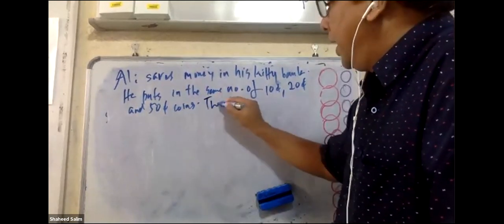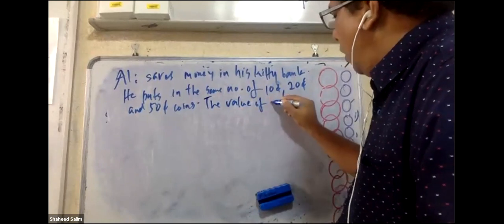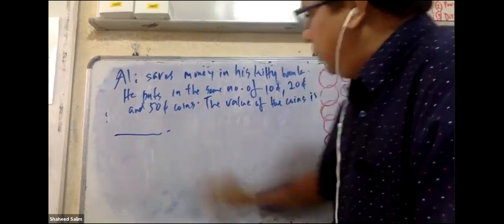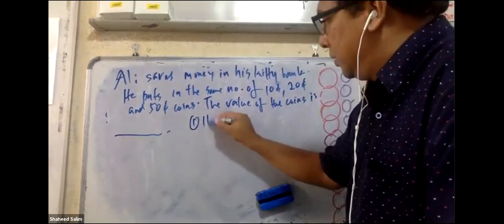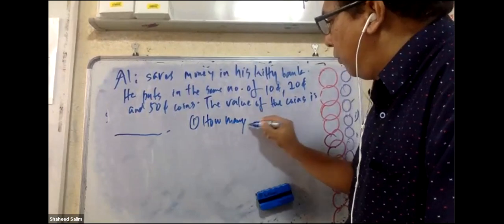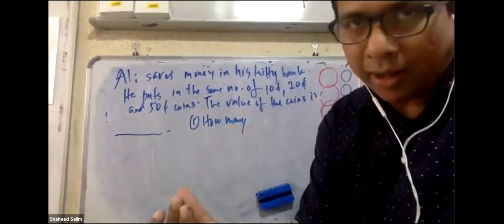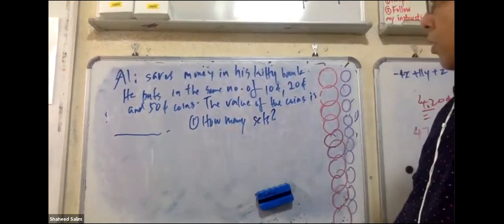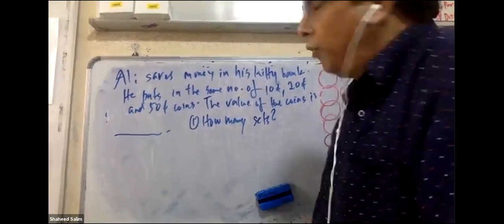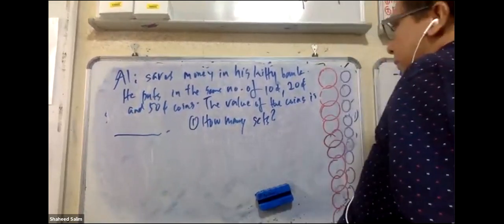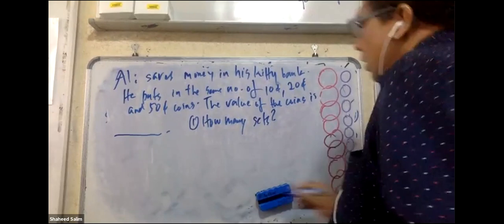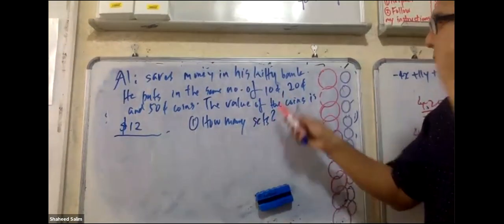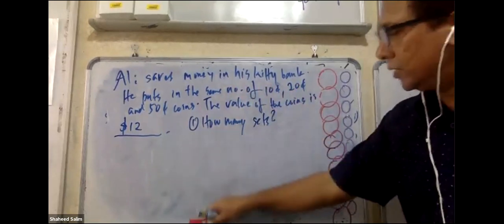Now, the value of the coins is, I'm going to give you a number here. I want you to find how many sets. How many sets of 10 cent, 20 cent, 50 cent coins are there? First, how many sets first? So now down here, the value of his money is, hold on, $12. Find how many sets of 10, 20, and 50 cent coins are there?